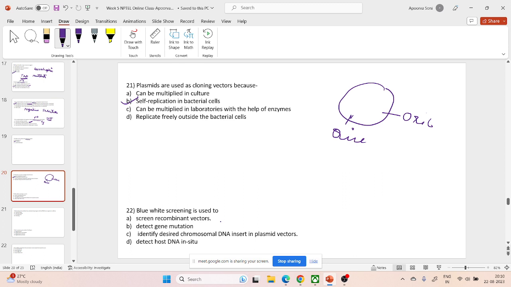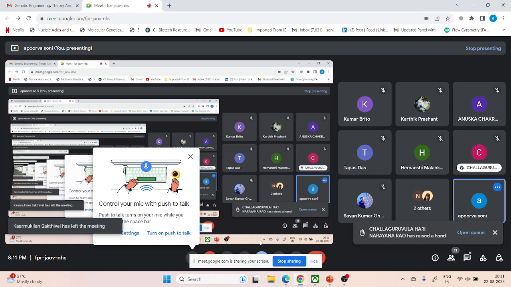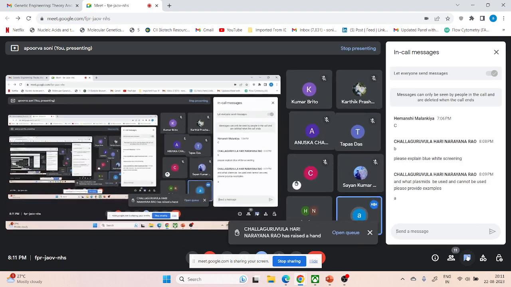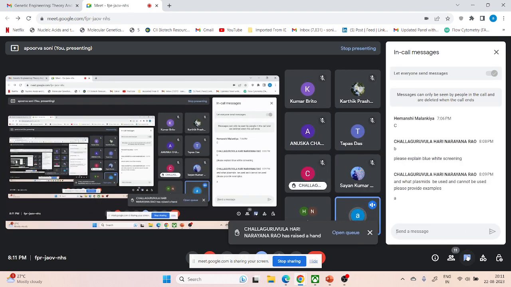Can you explain your answer? Why you chose option C? Narayan has a query, so you can ask. Okay, please explain blue-white screening and what plasmids we use and cannot be used.